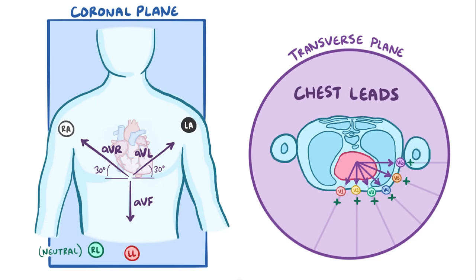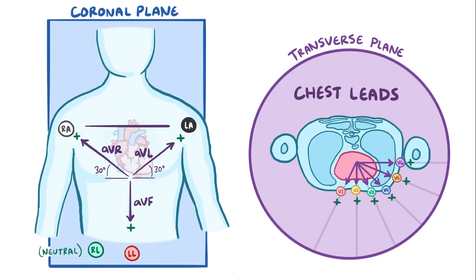Just like the precordial electrodes, AVR, AVL, and AVF each detect any positive deflection coming toward them. Now, in addition to these 3 limb leads, there are also bipolar limb leads called lead 1, 2, and 3, which are recorded using 2 electrodes instead of just 1.